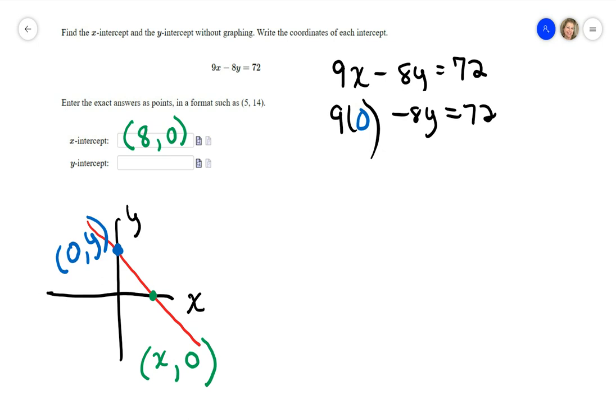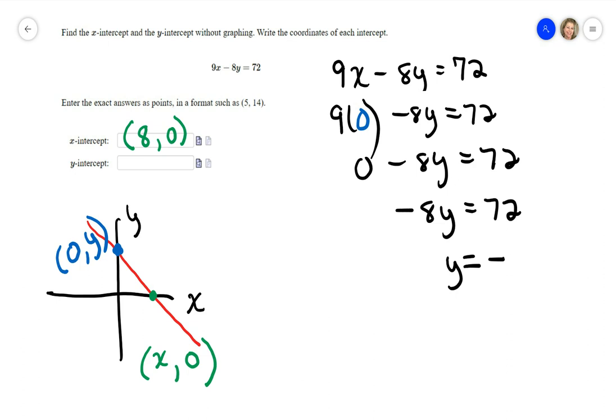And 9 times 0 is 0. 0 minus 8y is a negative 8y. And negative 8 times y equals 72, so y would have to be a negative 9, because negative 8 times negative 9 is positive 72. So my y-intercept is 0, negative 9.